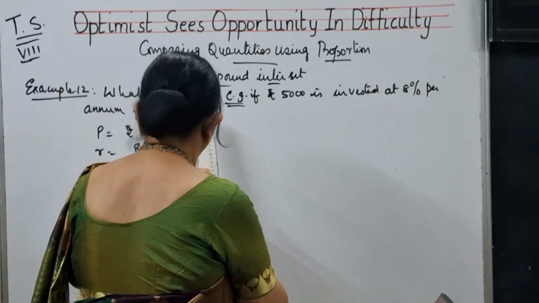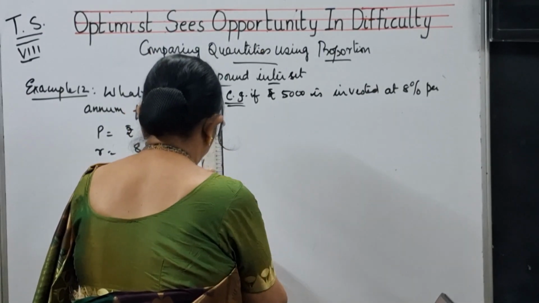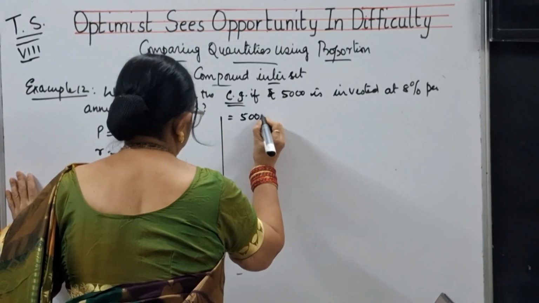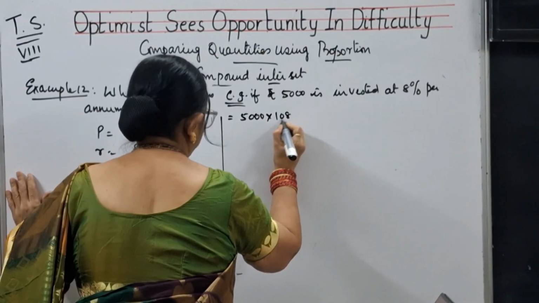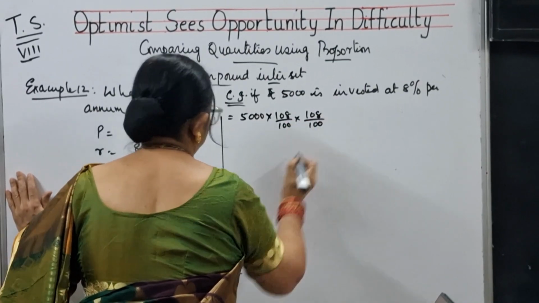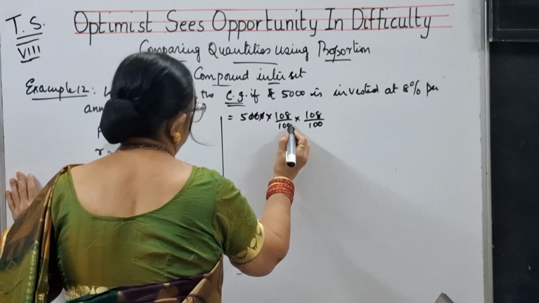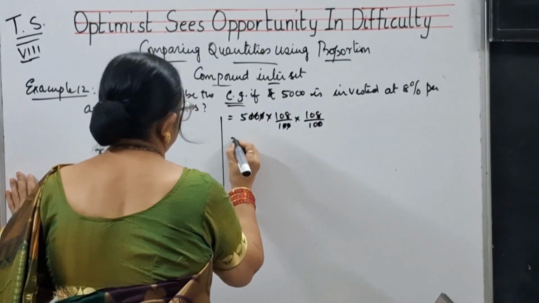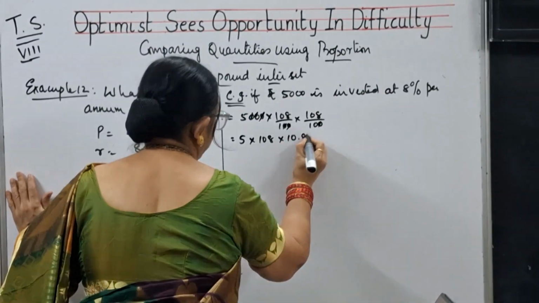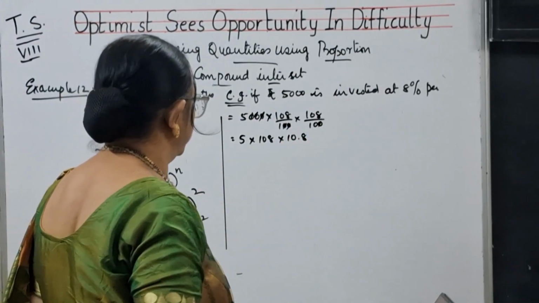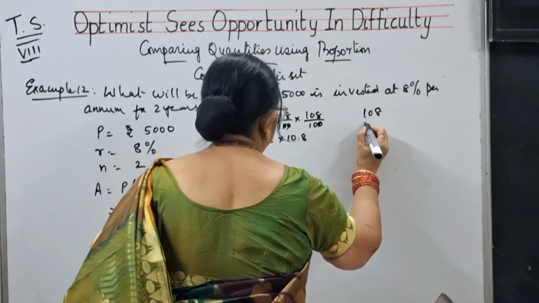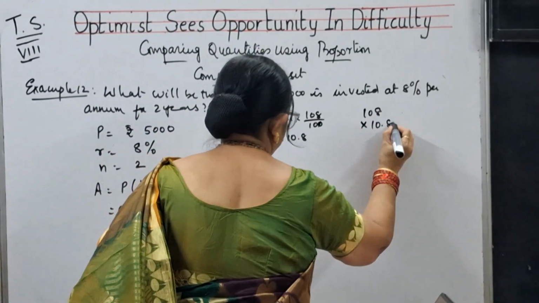Now 5000, the next part is. This is equal to 5000 into 108 by 100 into 108 by 100. So I can write it as 5 into 108 into 10.8, because 10 is the denominator, so you can get a decimal. So let us take 108 into 10.8.